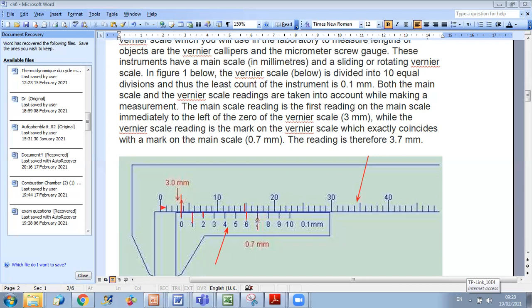Here you have the perfect match, which corresponds to number 7. So from the vernier scale, the perfect match is at number 7, which corresponds to 7 times 0.1, which is 0.7 millimeters. So in this case, you say that my final reading will be 3.7 millimeters. Okay, another example.